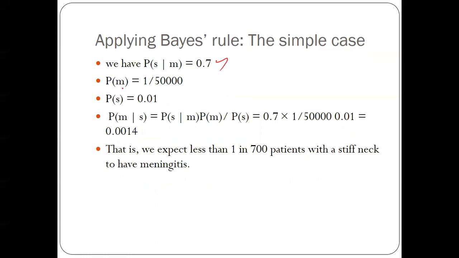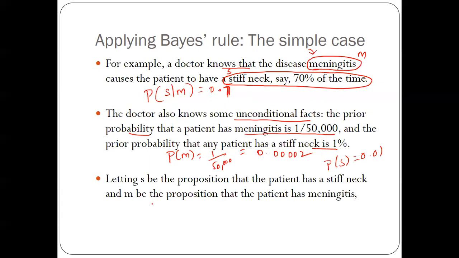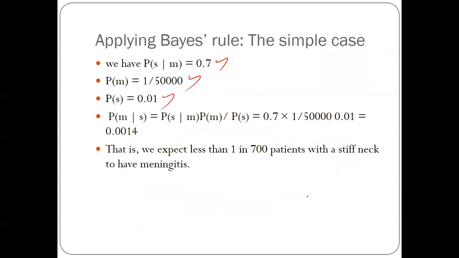So these are the values we have. Probability of S given M is 0.7. Probability of M is 1 by 50,000. Probability of S is 0.01. Now we want to calculate the probability that somebody has meningitis given that he has a stiff neck. Assume a patient is suffering from a stiff neck. With what probability can we say he has meningitis? This equals the probability of S given M, times the probability of M, divided by the probability of S. This is the equation we have to plug into.